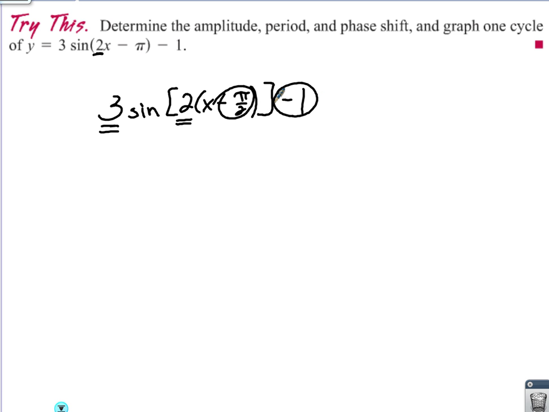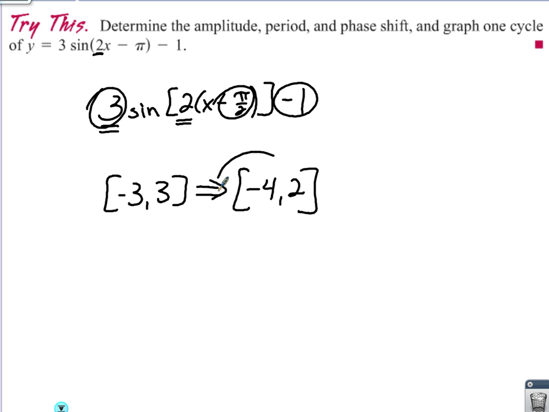Your domain is still the same. Your range, since we made it 3 times taller, would be from now, not -1 to +1, but -3 to +3. And then once you shift it down 1, it would actually be from -4 to 2. That's the new range. Any questions?